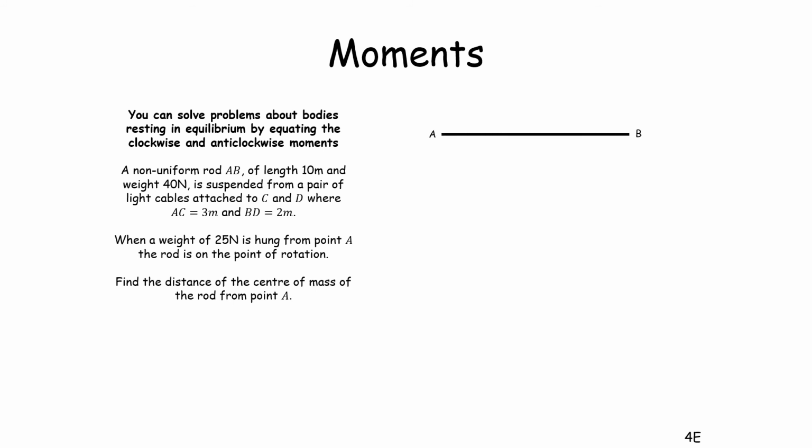So this time it's a similar problem, but it's the other way around. So you've got cable attached. So you're going to have tension at C and a tension at D. So again, we're going to draw a nice big clear diagram. We're going to start labeling all the forces. So we're told AC is 3 meters, BD is 2 meters. So everything in between will be 5 meters because it's a total length of 10 meters. And we're going to estimate the location of center of mass. And we'll put it closer towards C. We've got 25 Newton attached at A.